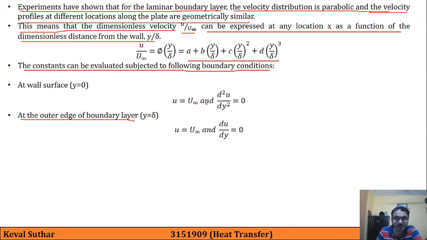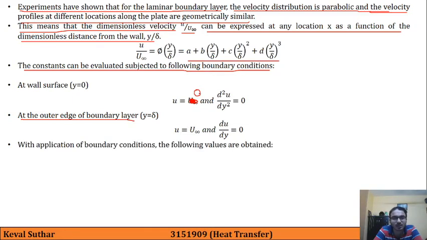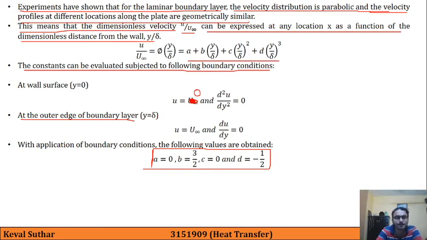There is a printing mistake here. This should be 0 because at wall surface the velocity is 0. That is quite obvious. So you should correct this in your notebook also, in your book also. Now with application of boundary conditions, the following results are obtained, that is a is equal to 0, b is equal to 3 by 2, c is equal to 0 and d is equal to minus 1 by 2. So we are not going into detail of this. We will simply accept these results due to limitation of time.